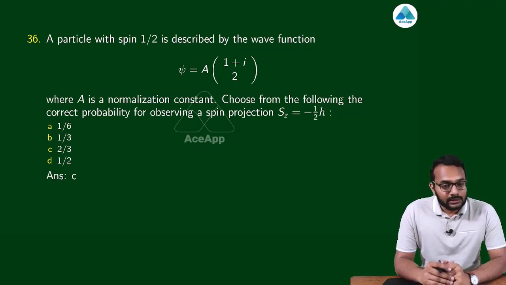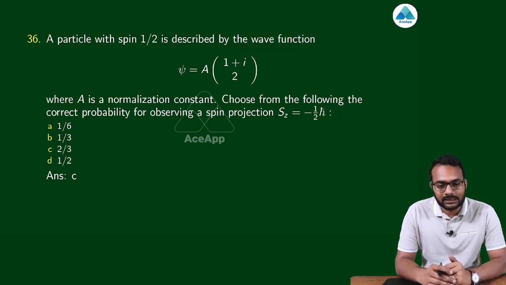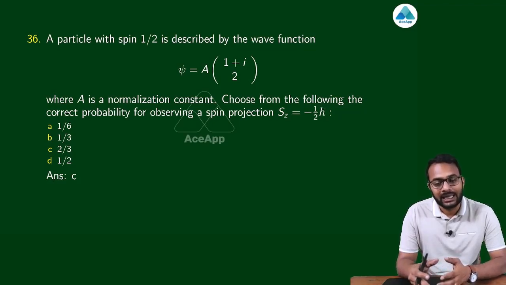Okay, here is a nice problem again. A particle with spin half is described by the wave function psi equal to A multiplied by the column vector (1 plus i, 2), where A is a normalization constant. Choose from the following the correct probability for observing a spin projection Sz equal to minus half h cross.